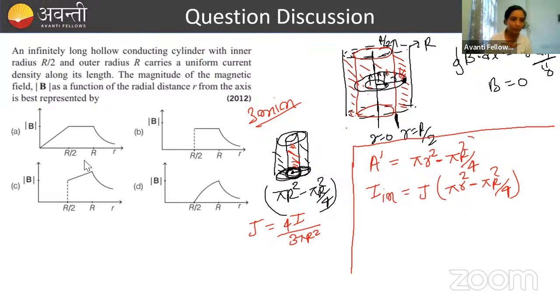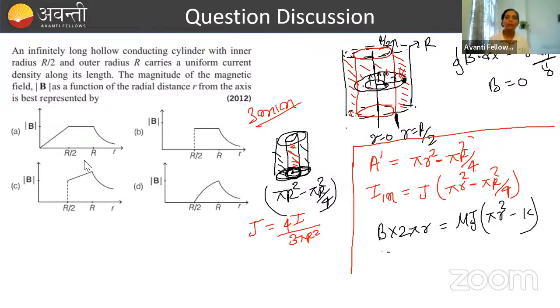Now if you calculate B dot dl quickly, take B outside, and dl becomes 2 pi r. So B times 2 pi r equals mu naught times I, which is J times the area. Here pi R square is a constant, and I'll take it as k. So what do I see for B? It has a term in r square over r, so bringing it over, B is not directly proportional to r.